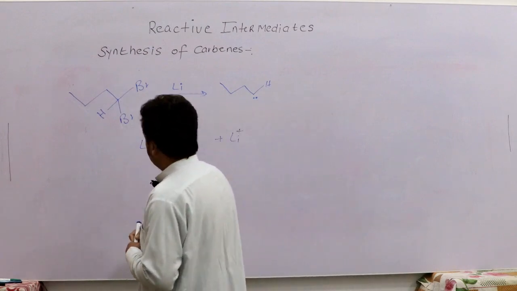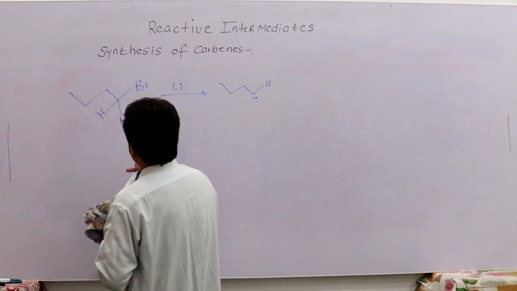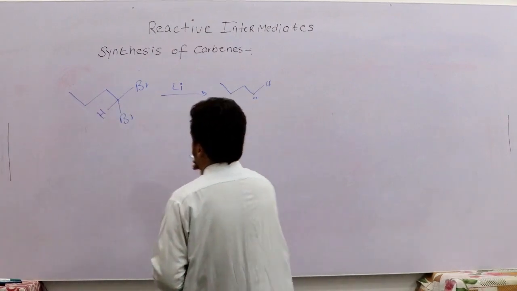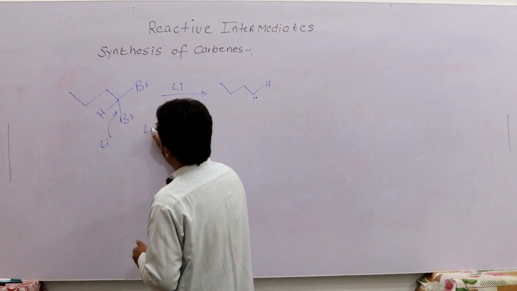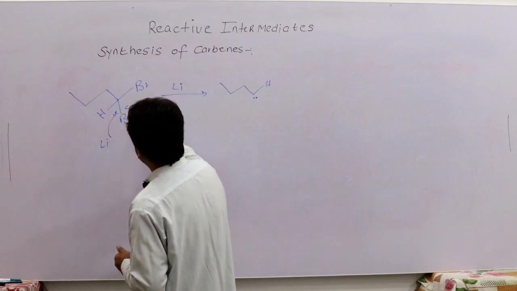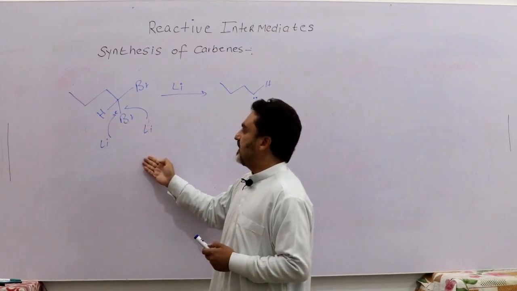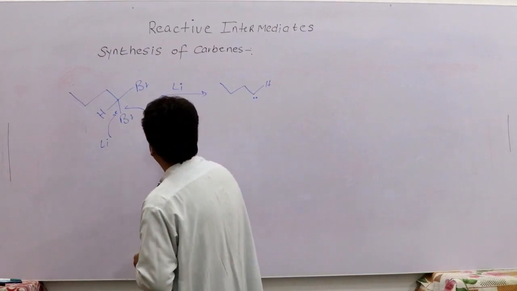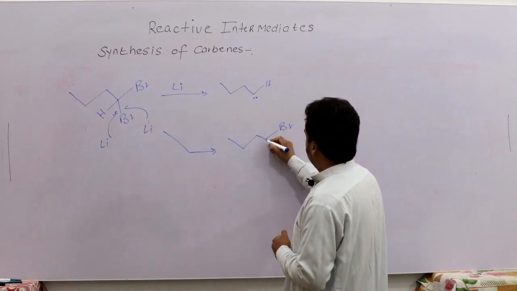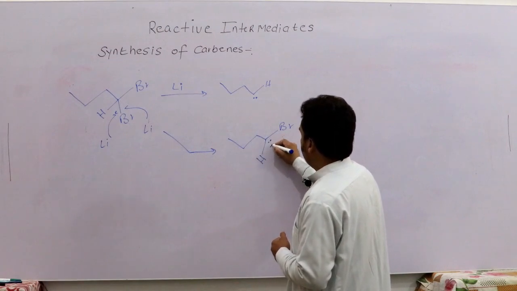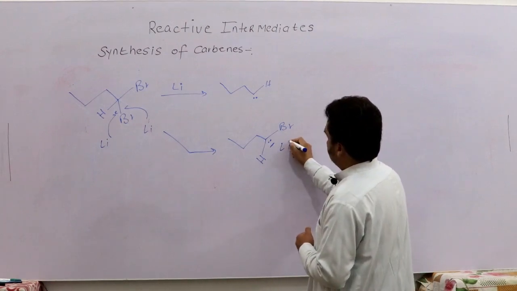So what would happen? The lithium donates some electrons to the C-Br bond, just like this. This is lithium, it donated one electron here, and another lithium donated another electron here. What would happen? The bromine will leave as a bromide, and the bond is broken. This is the bromine, and it's the hydrogen, and it has a negative charge, plus lithium bromide.